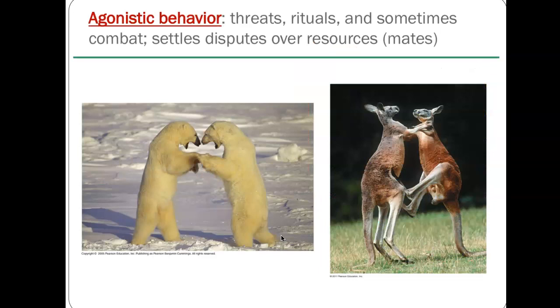Okay, next behavior is agonistic behavior. Agonistic behavior are threats, rituals, and sometimes combat. This is to settle disputes over resources. So it could be a territory dispute, it could be a mating dispute, and basically it's usually going to be two male animals, although females can display agonistic behavior also.